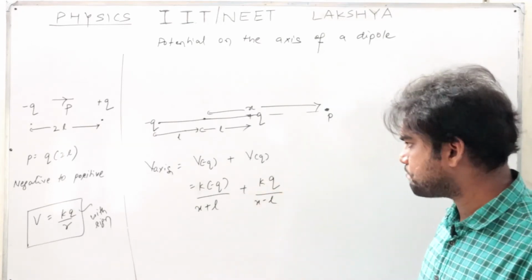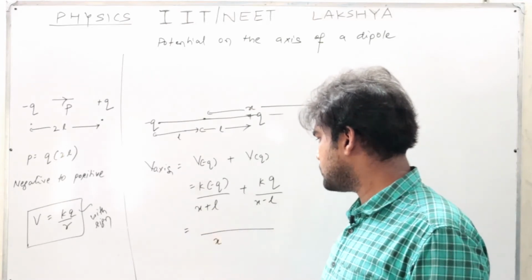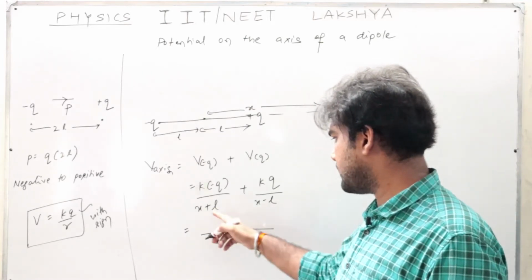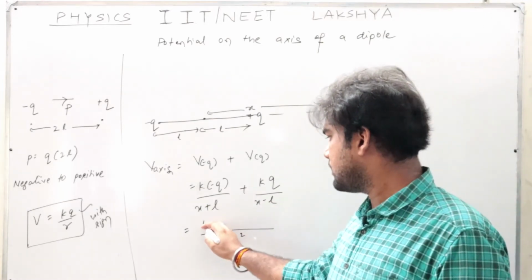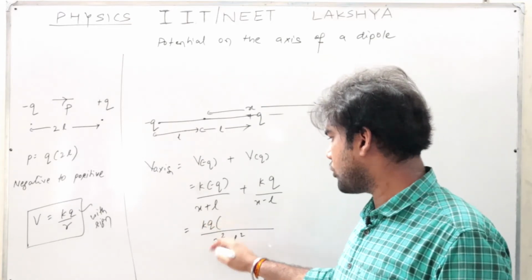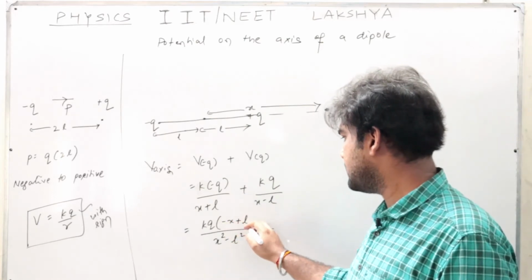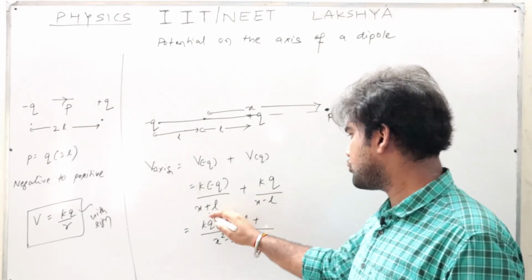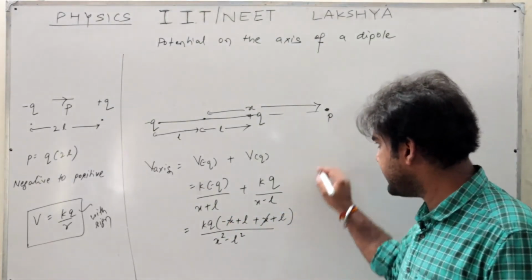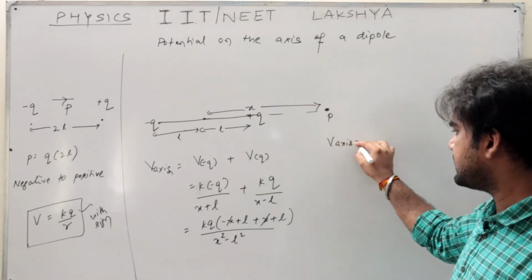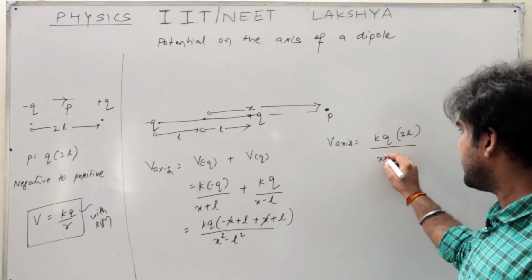So we have to add them, obviously, because this is a scalar quantity. So I am taking the LCM. The LCM becomes x square minus L square, that is x plus L into x minus L. KQ I have taken common. We have to multiply with minus, so minus x, minus minus plus L, plus KQ is common, x plus L. So x and x cancel. So what we get here is V at the axis, equal to KQ into 2L by x square minus L square.